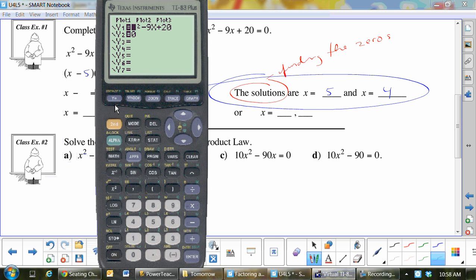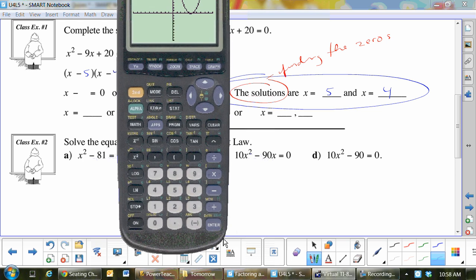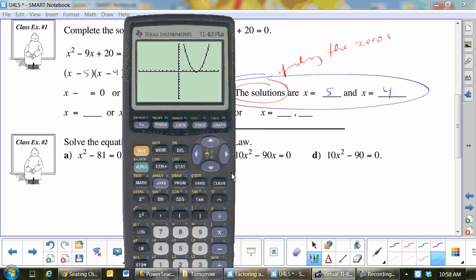But if I take the question, x squared minus 9x plus 20, and in y2 I'm always going to put 0, because when y equals 0, that's the x-axis. And then you get this graph here. Okay? Can you see this? Okay, so there it is. Now, can you see, just by looking at it, that 4 and 5 are the zeros? It's where it goes through the x-axis. That's your answer. 4 and 5.